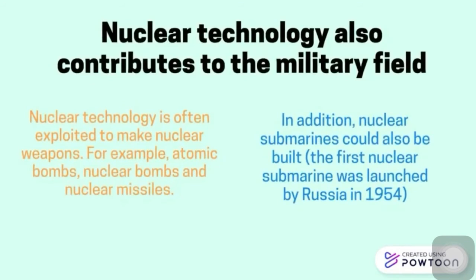Number 3, nuclear technology also contributes to the military field. Nuclear technology is often exploited to make nuclear weapons, for example, atomic bombs, nuclear bombs, and nuclear missiles. In addition, nuclear submarines could also be built. The first nuclear submarine was launched by Russia in 1954.